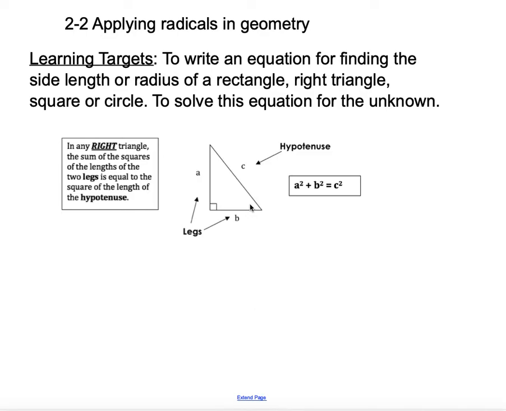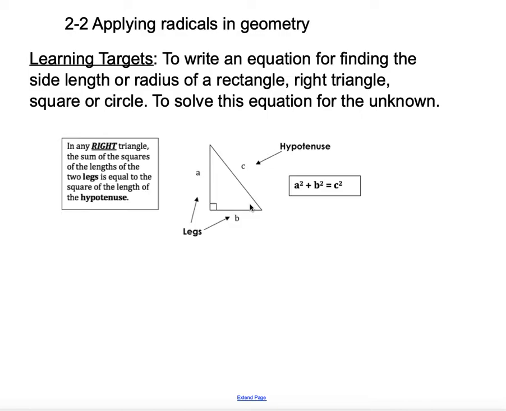All right, so today we are going to apply radicals in geometry. So our learning targets: to write an equation for finding the side length or radius of a rectangle, a right triangle, square, or circle. And then we're going to solve this equation for the unknown.